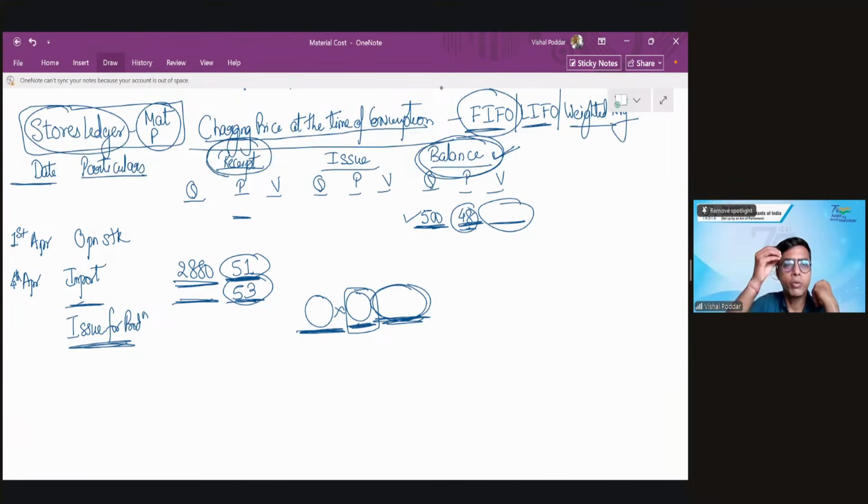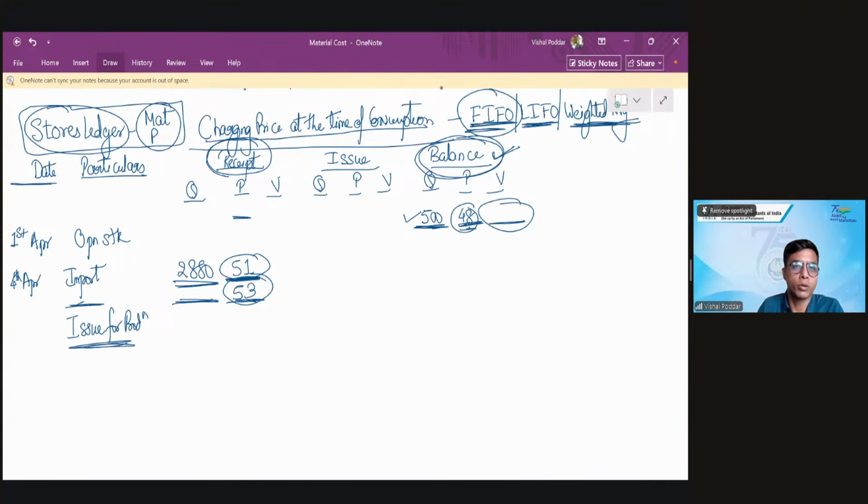घर में एक यूनिट कितने में पड़ा? But when you are actually consuming this, now you'll again find out what is my final price at which I should charge it to my product. And that is where your FIFO, LIFO, weighted average will come into play. If you are using FIFO, what will you do? I want to value 24,000, right?